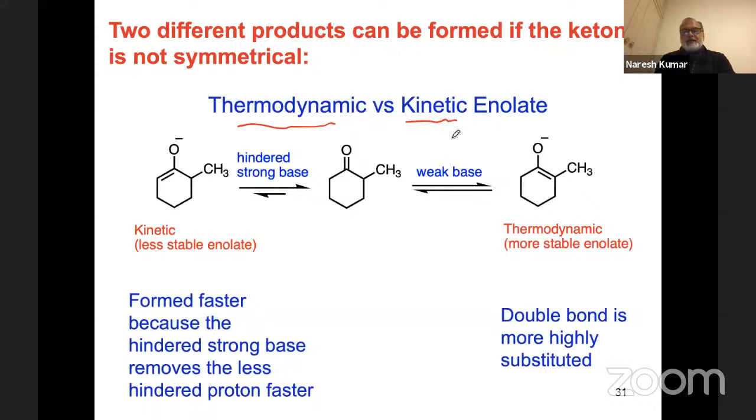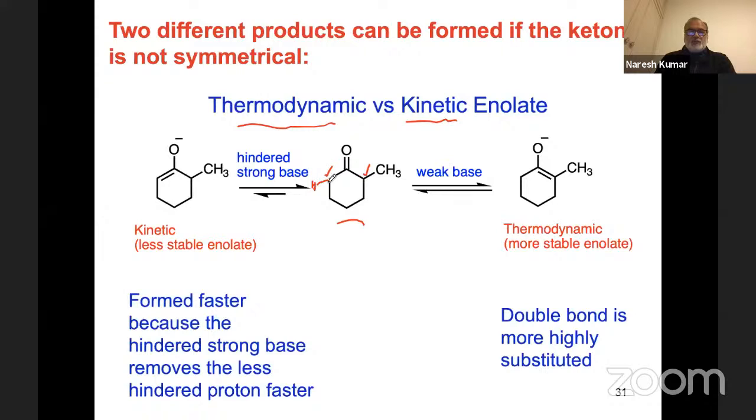Thermodynamic and kinetic enolates became relevant because when we looked at carbonyl compounds which were unsymmetrical, that means the alpha carbon here is different from the carbon over there, then there are two possibilities to form enolates. One enolate is on the left-hand side. You remove this particular proton because this is a CH2. It has two protons present on it.